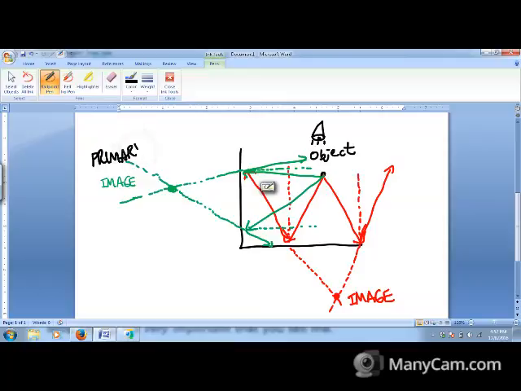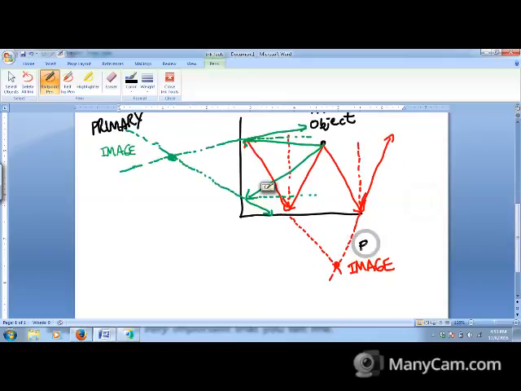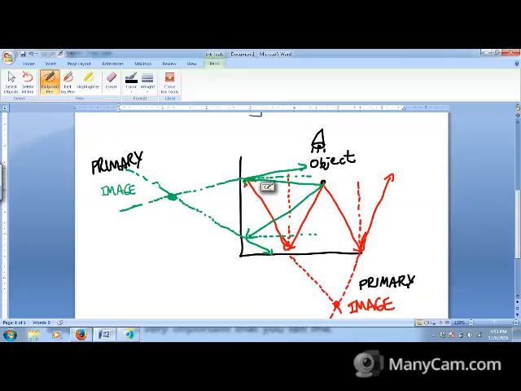And it's called a primary image because we only traced back the ray after it bounced off the mirror one time. Primary is associated with the number 1, just like secondary is 2, tertiary is 3, and so on. These are both primary images because if you trace the ray, like this one right here, follow the cursor, it bounced off once and we traced that back to an image.